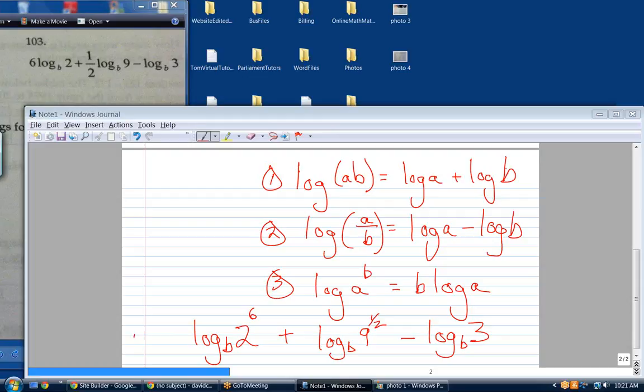Now we can compress all three into one log. Since they're all base B, I can do that. If they were different bases, I wouldn't be able to, incidentally. What I'm going to do is make one argument. Instead of three different logs, I'm going to have a single log with one argument. What's on the inside here?